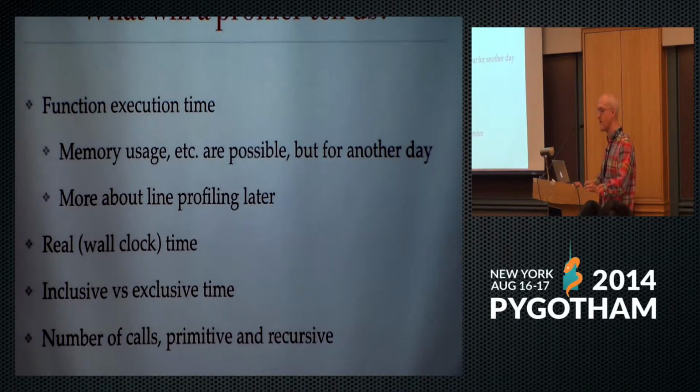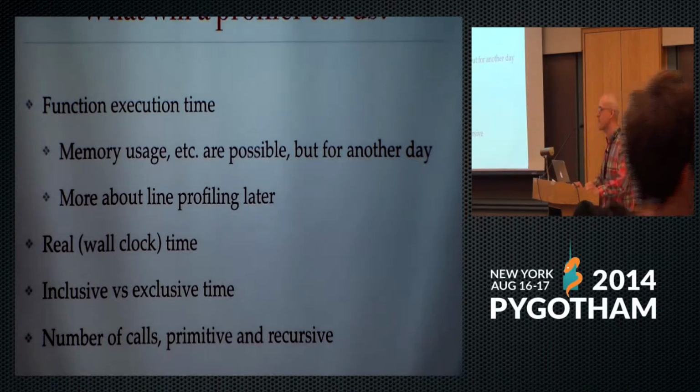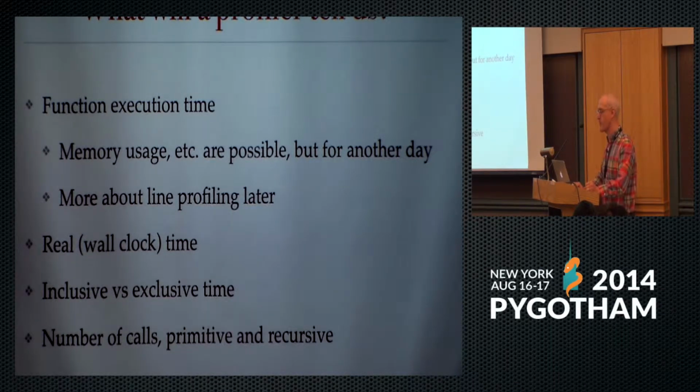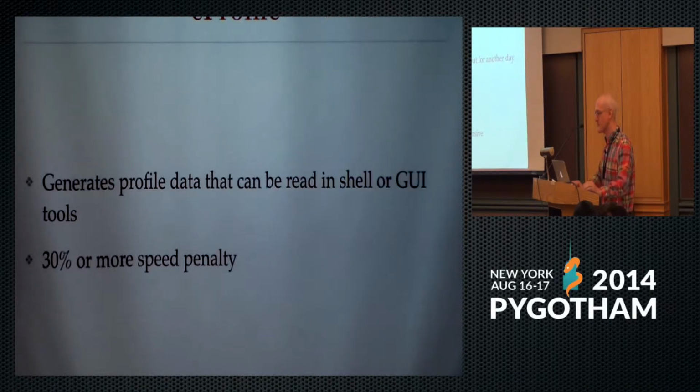We're going to get inclusive and exclusive time for all of our functions. The difference between these is that inclusive time is all the time that the program spent inside a function plus inside every function called by that function. And exclusive time is all the time spent just inside the code in that function, not counting any subroutines it called. We're also going to get the number of calls for each function, and that'll be primitive and recursive. So what is a primitive function call? It's one that is not recursive.